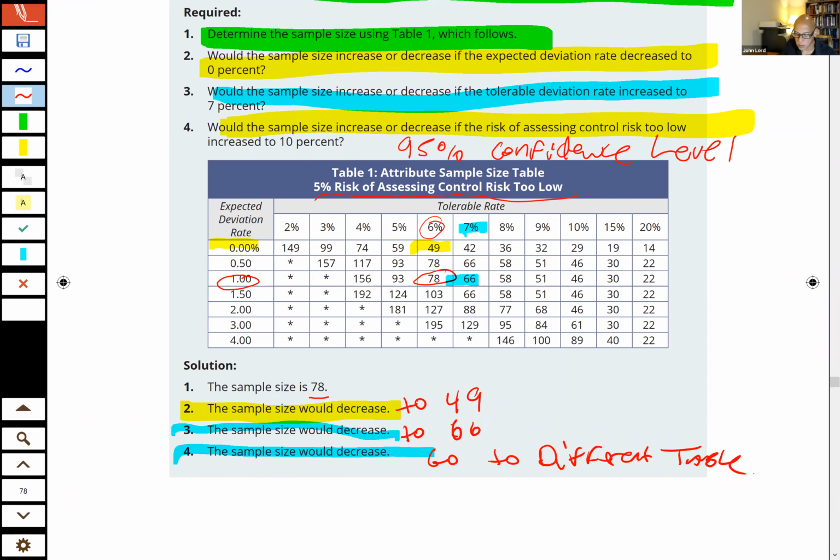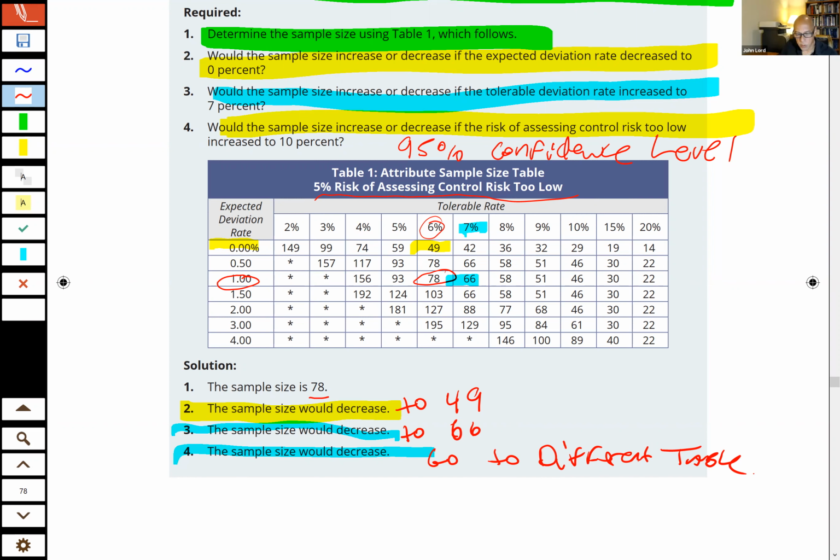Are you saying something? Yeah, I have a question. In the other ones, it talks about expected deviation rate and tolerable deviation rate, but this one talks about risk of assessing control risk too low. I'm a little confused about the terminology. I'm getting confused about what risk of assessing means.